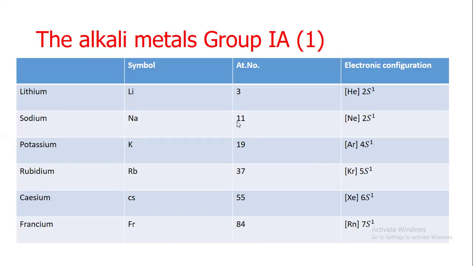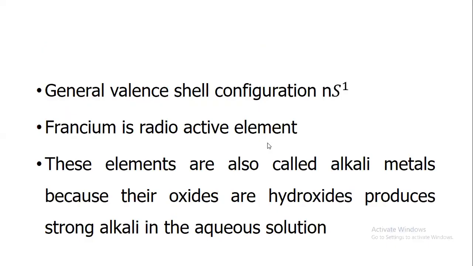Okay, the alkali metals, group 1A: lithium, sodium, potassium, rubidium, cesium, francium. This is the atomic number and this is the electronic configuration. General valence shell configuration, ns1. Francium is a radioactive element. These elements are called alkali metals because their oxides and hydroxides produce strong alkali in aqueous solution.